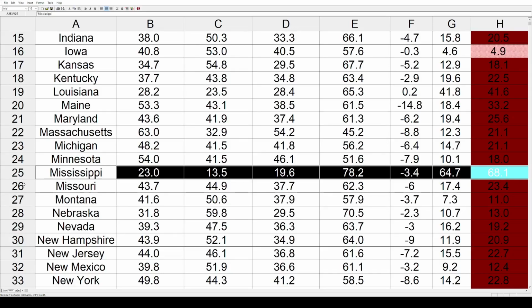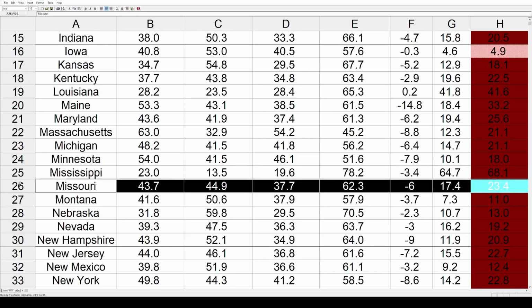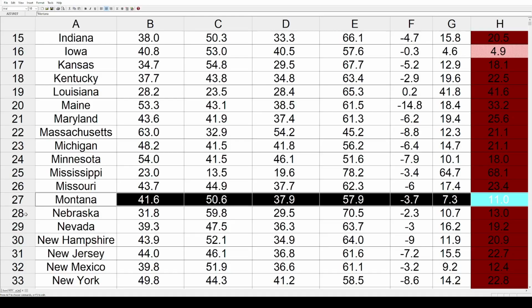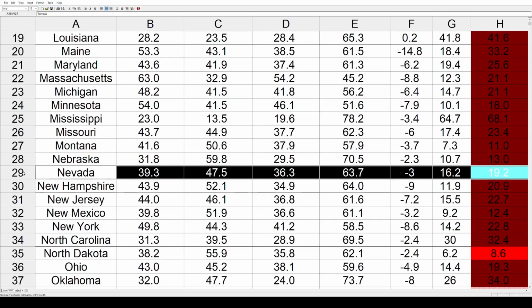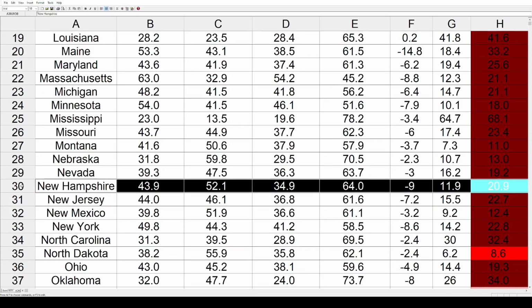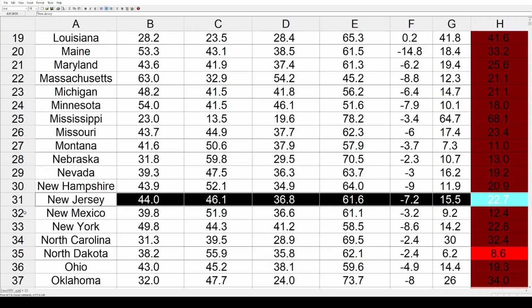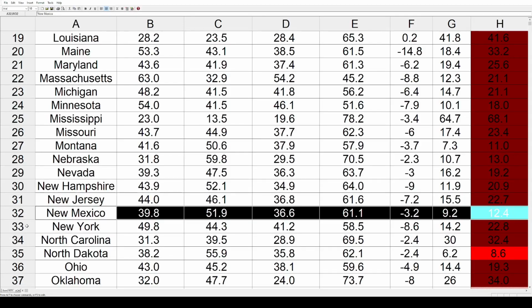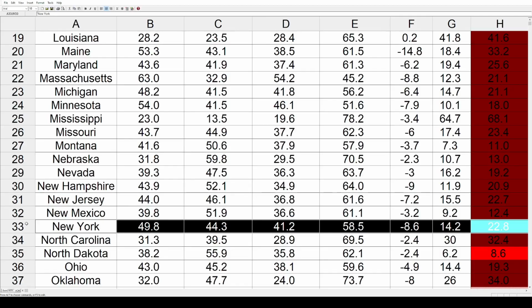That is a huge shift. Missouri had a small shift in comparison, but still moved by 23.4. Montana, 11%. Nebraska, 13%. Nevada, 19.2%. New Hampshire, 20.9%. New Jersey, 22.7%. New Mexico, 12.4%. New York, 22.8%.